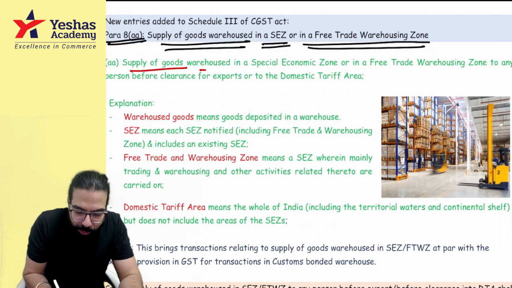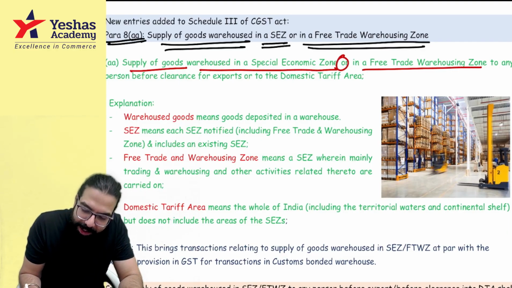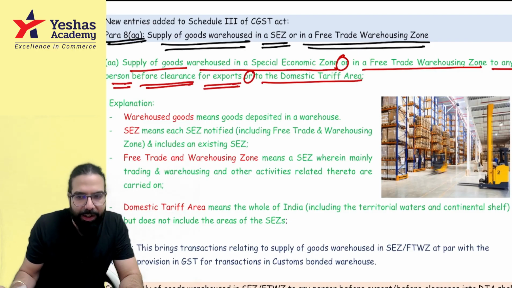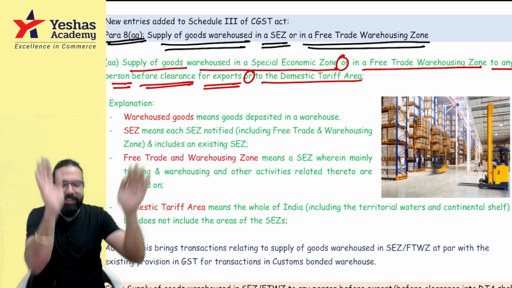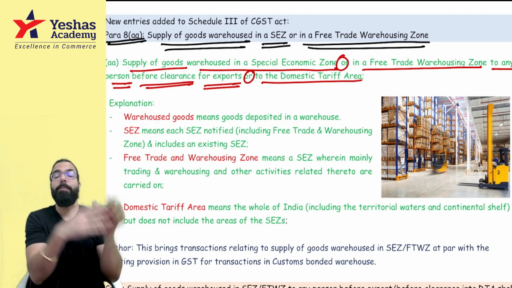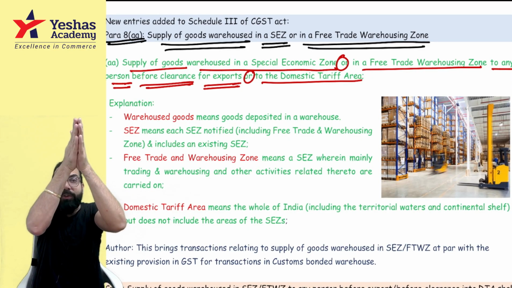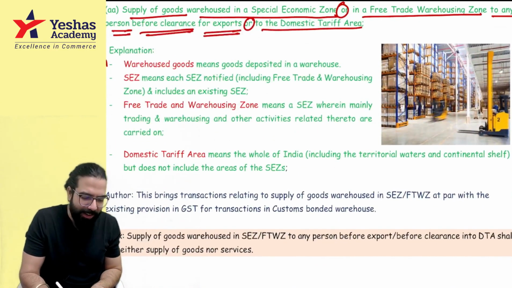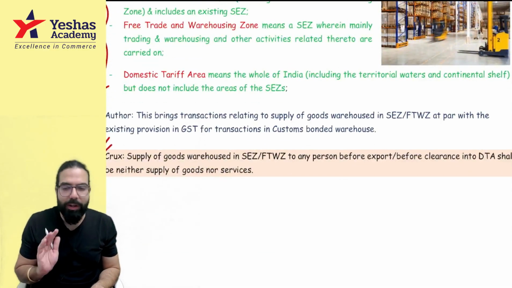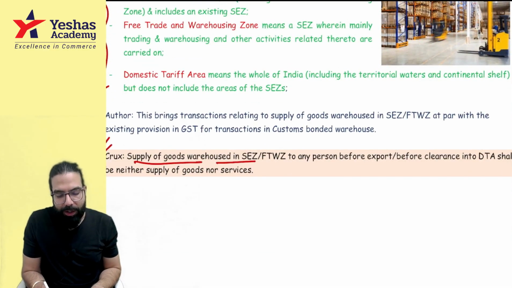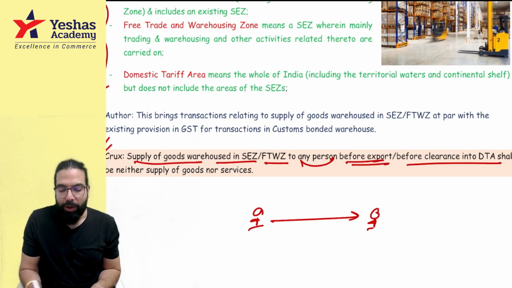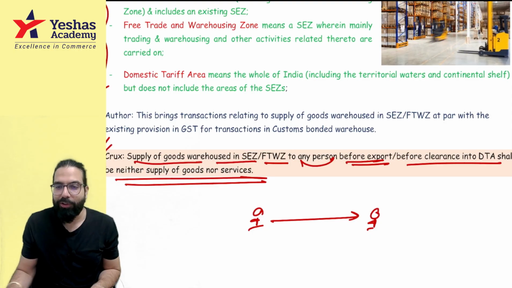See, supplying of goods warehoused in a special economic zone or free trade warehousing zone to any person before clearance for export or the domestic tariff area. If you export it, anyway, no taxes. If you clear it in India, custom duty and IGST will come. But before clearing, inside the free trade warehousing zone or SEZ, if you transfer the goods, it is neither supply of goods nor supply of service. Here some definitions are written. The crux, simple, you have to remember: supply of goods in an SEZ or free trade warehousing zone to any person. I sold it to another person. Now, he has not cleared it in India. Before clearance or before export, it shall be neither supply of goods nor supply of service.